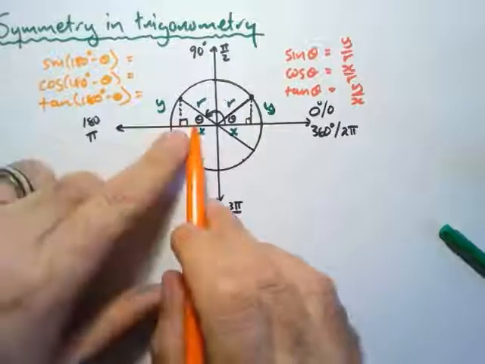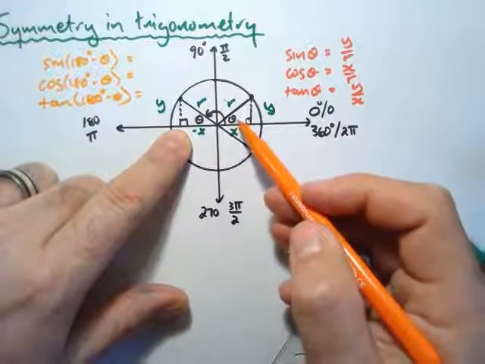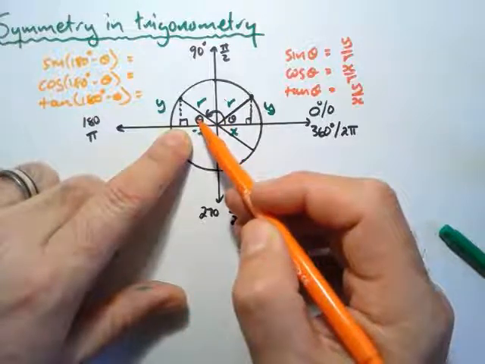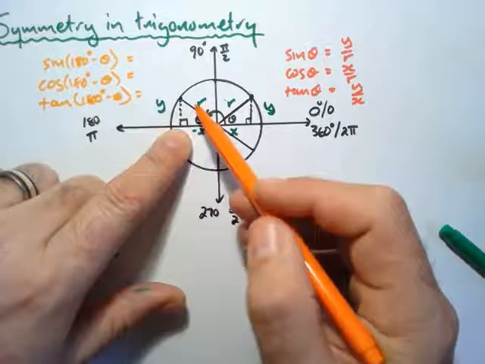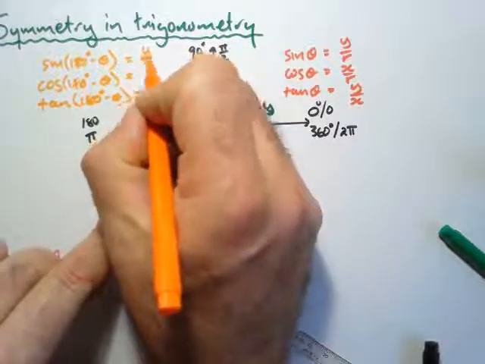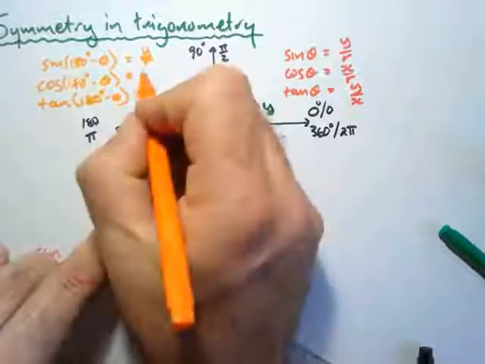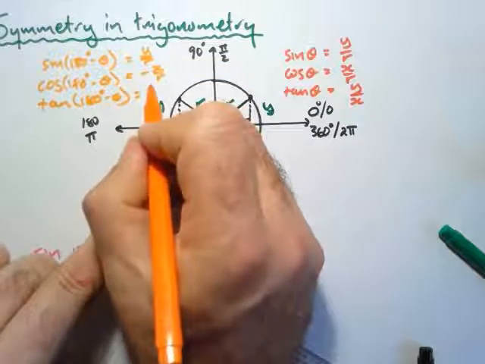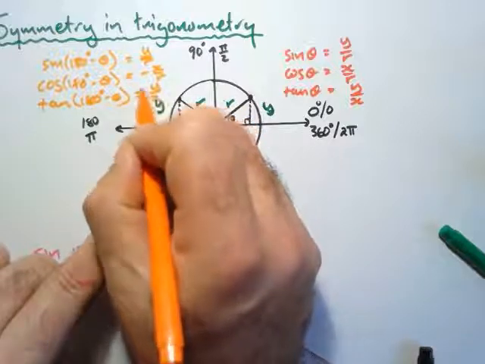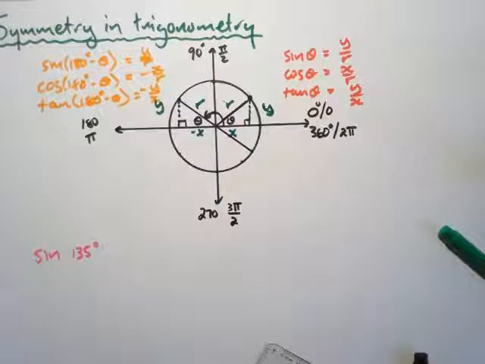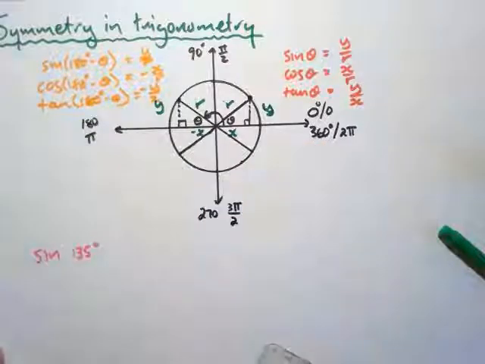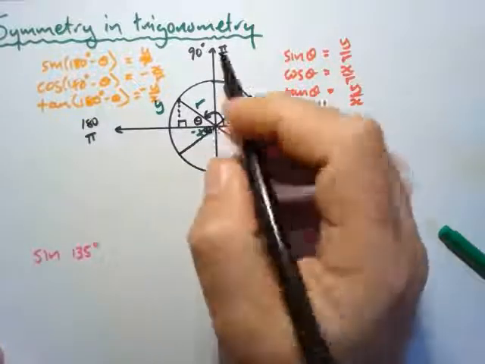The sine of 180 minus theta, which is just as big as that angle, I'm talking about this angle, is y over r. This will be minus x over r, and this will be y over negative x. Okay. If I go past this point and I go there, up to an angle of theta degrees there.